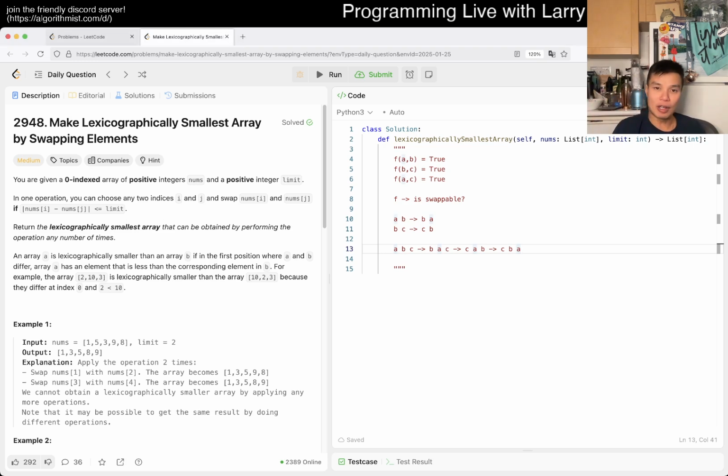But yeah, so anyway, now we know that f is transitive, right? And what does that mean?